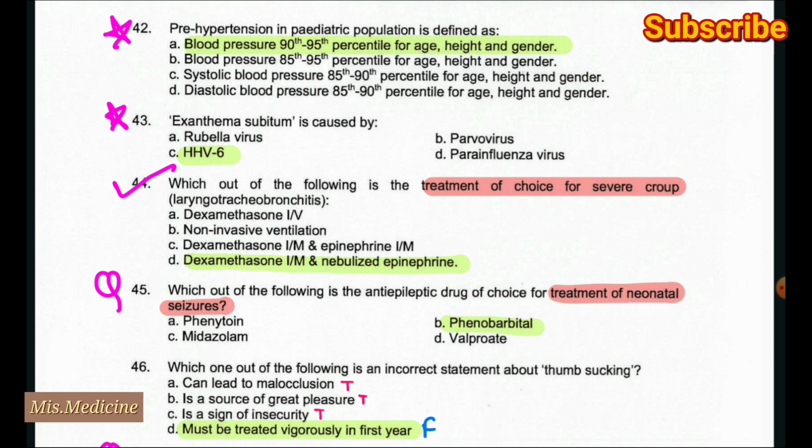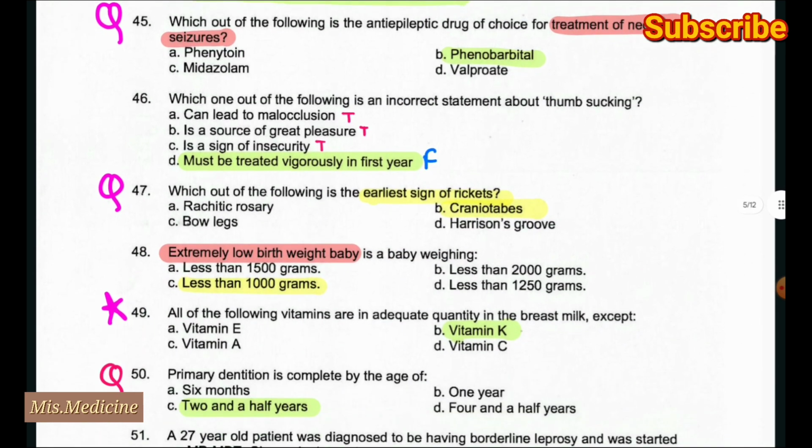Exanthema subitum is caused by HHV6. Next question. Which of the following is the treatment of choice for severe croup, which is laryngotracheobronchitis? Dexamethasone IM and nebulized epinephrine. Okay, the next question. Which out of the following is the antiepileptic drug of choice for the treatment of neonatal seizure? Phenobarbital. Okay, next question.